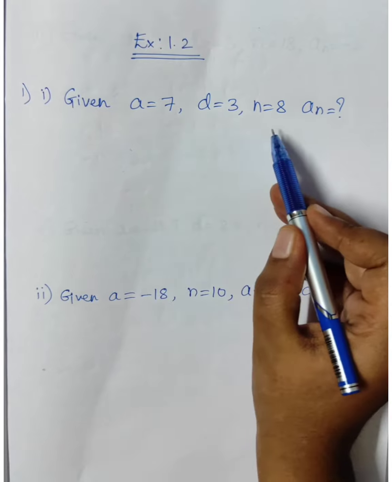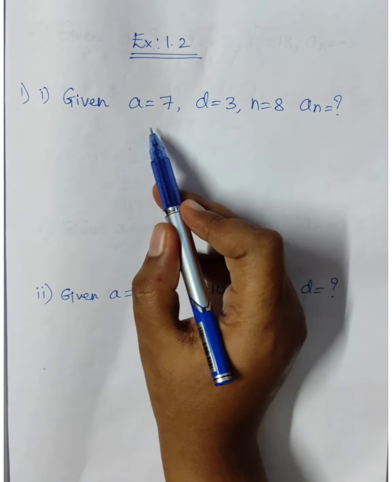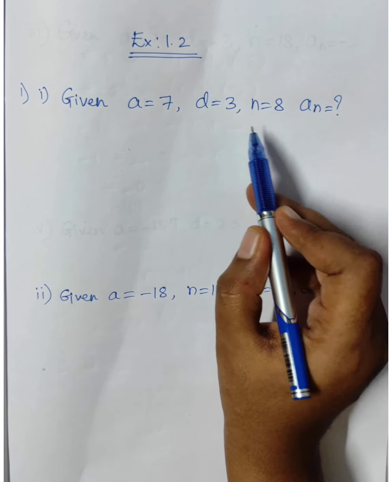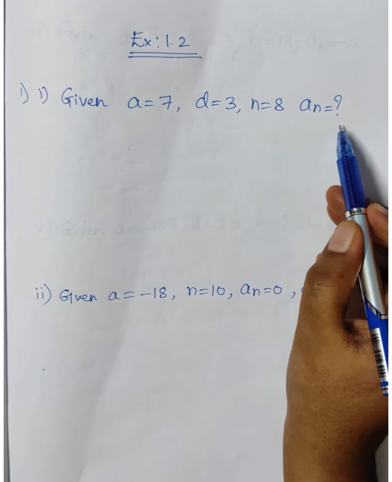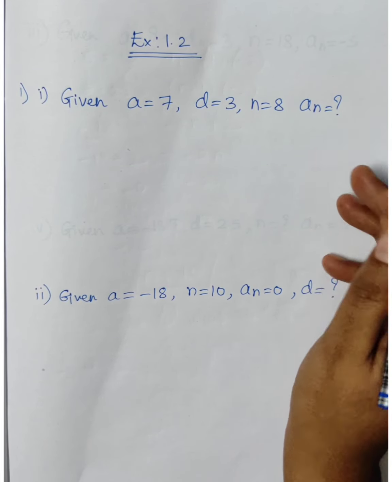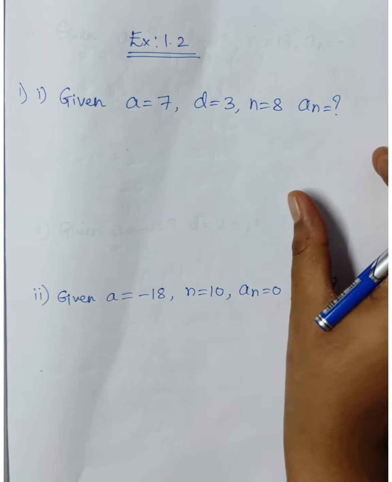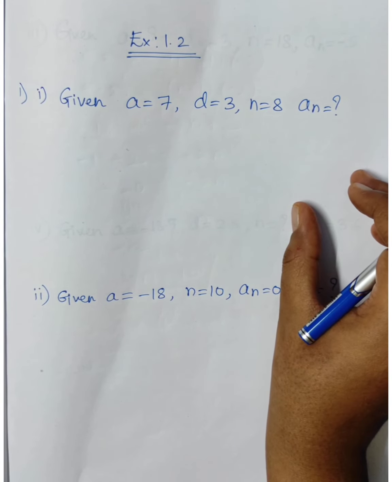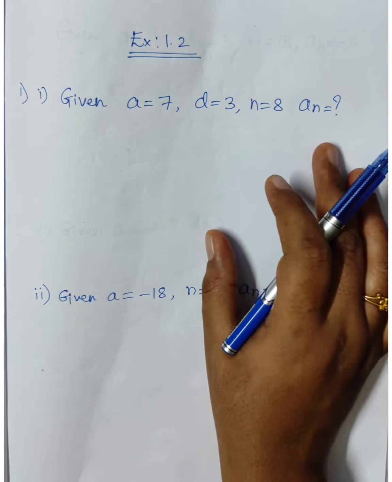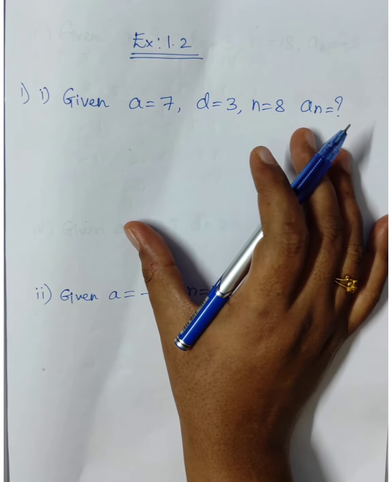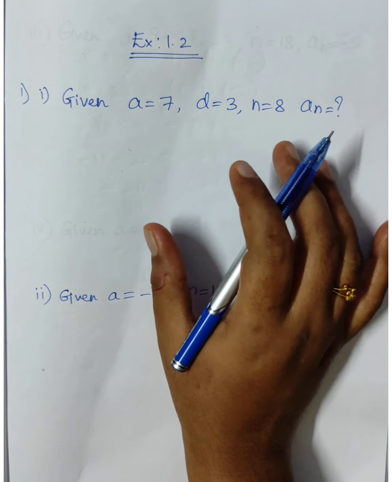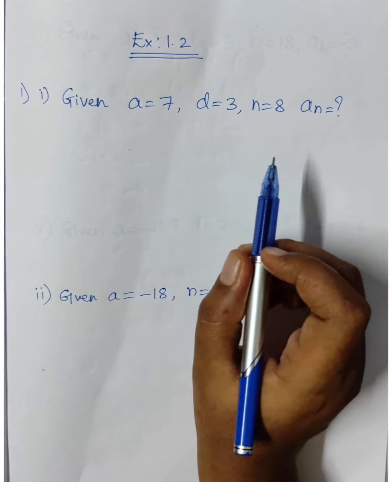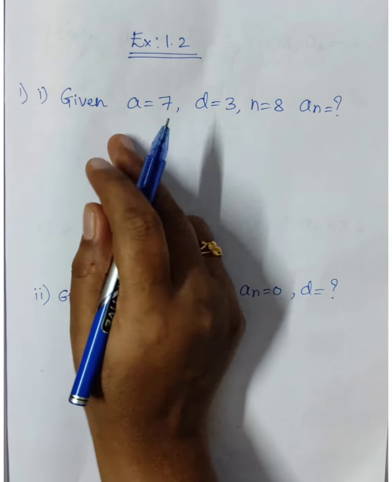So there are terms given here: a is equal to 7, d is equal to 3, n is equal to 8. You need to find an. Okay, few terms will be given, one term will not be given, you need to find the value of that. And this is very simple. The same formula we need to apply here, that is an is equal to a plus n minus 1 into d.